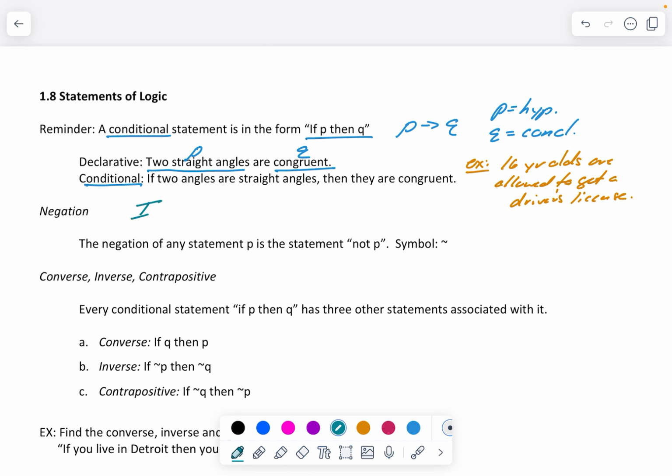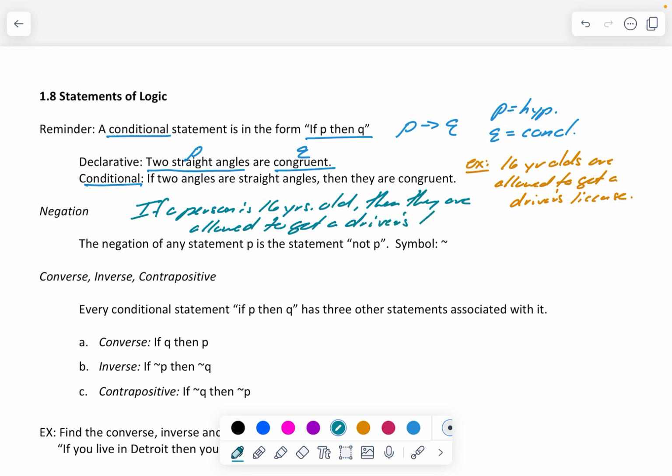So if a person is 16 years old, then they are allowed to get a driver's license. As you all know, that's not the only criteria, right? There's a lot of driver's ed and drive time and logging hours and all that other stuff. But 16-year-old is a criteria.